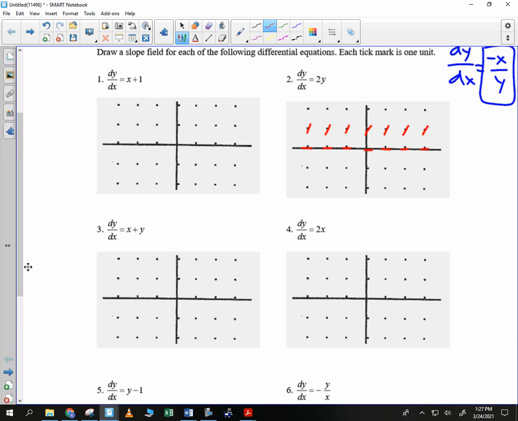Above that? 4. Below that? And below that, negative 4.